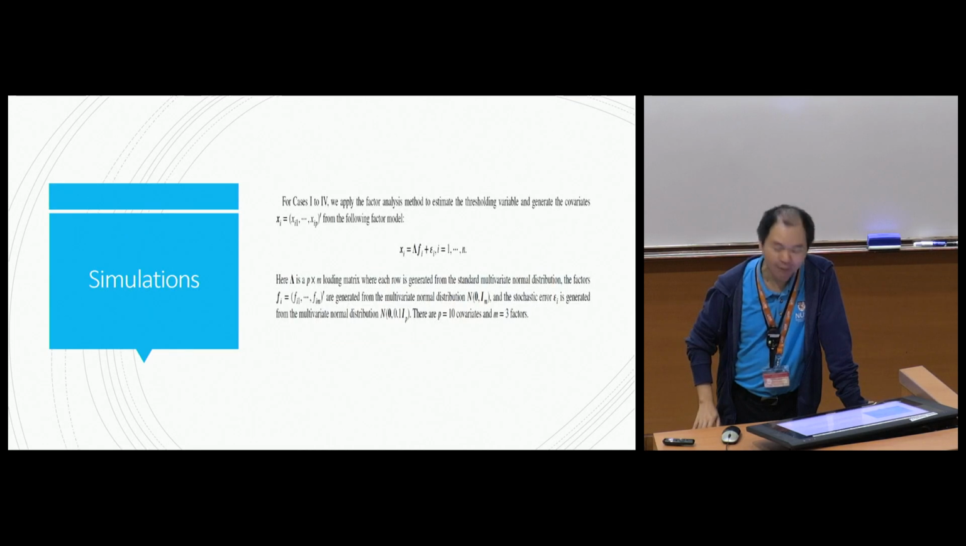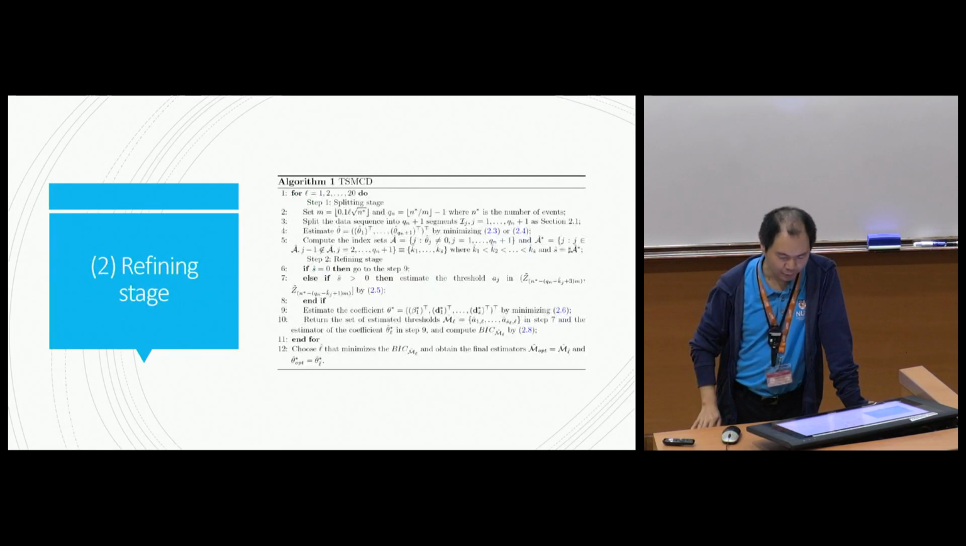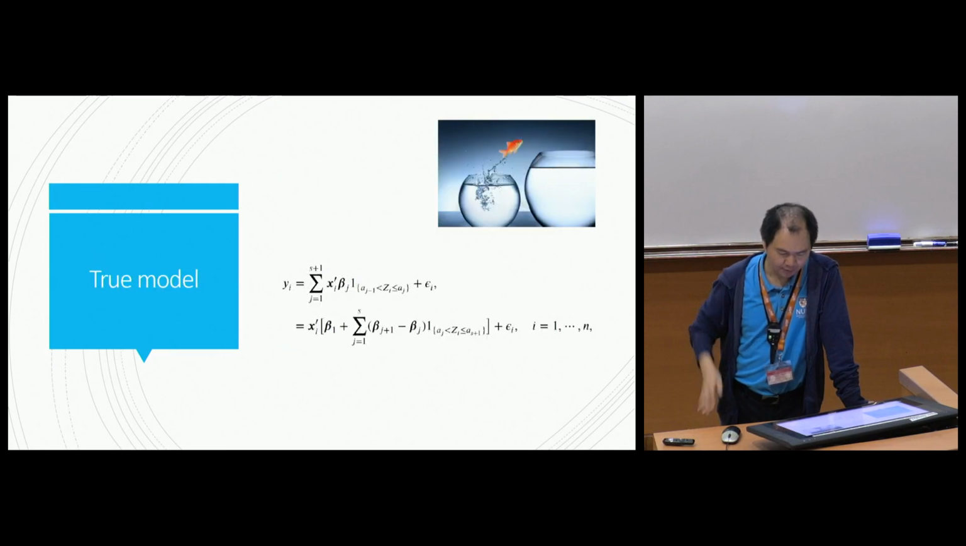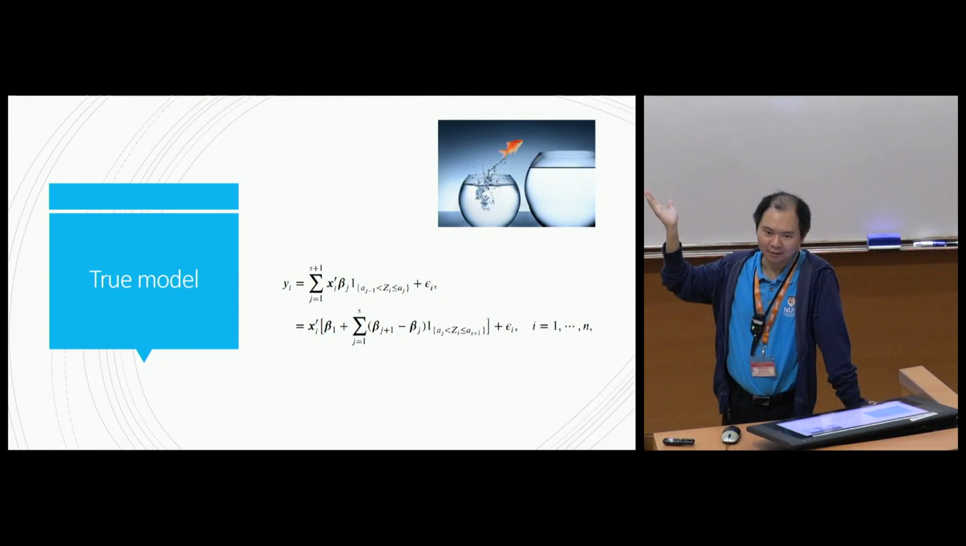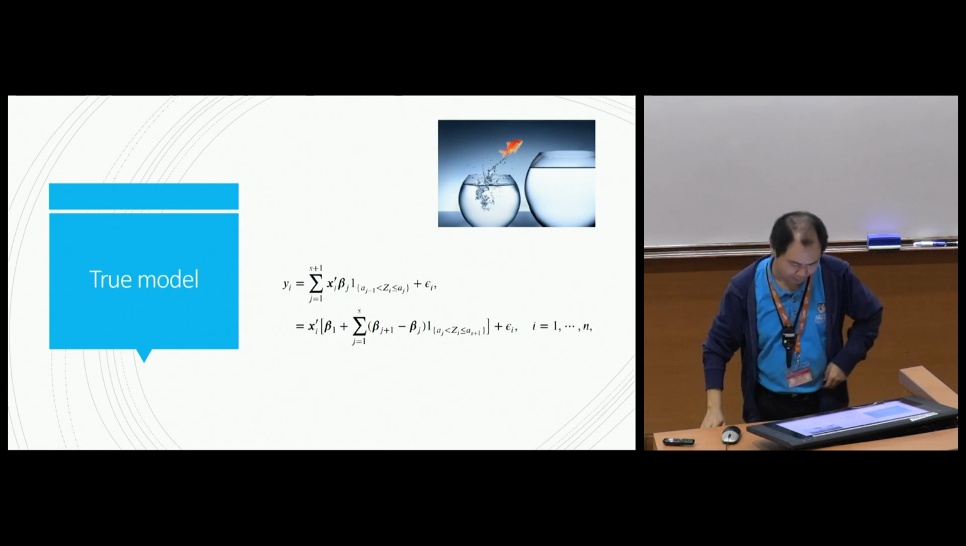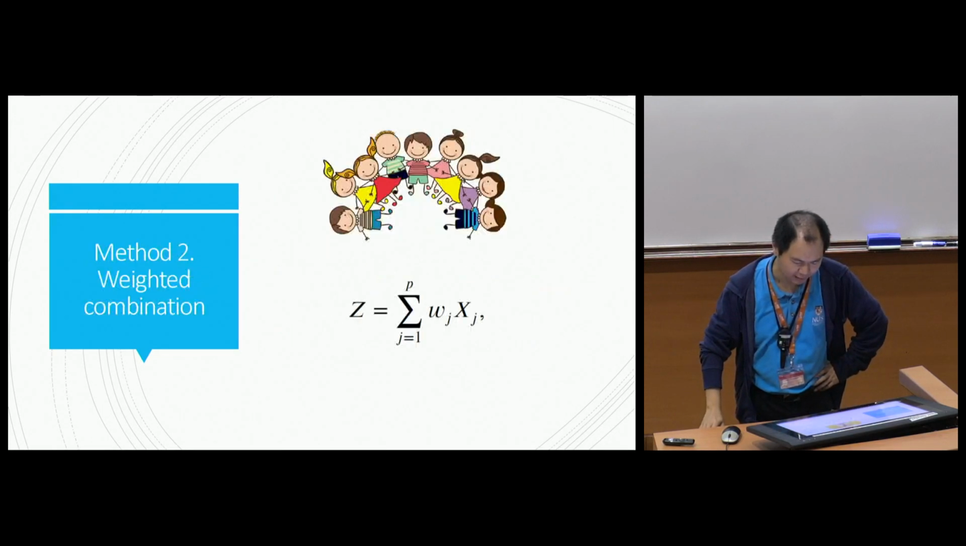After you have the thresholding variable, you can then go ahead and fit this regression model again and get the estimated subgroups. So that's the basic idea.